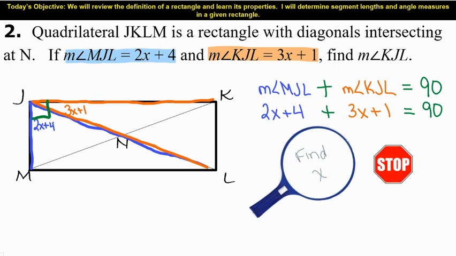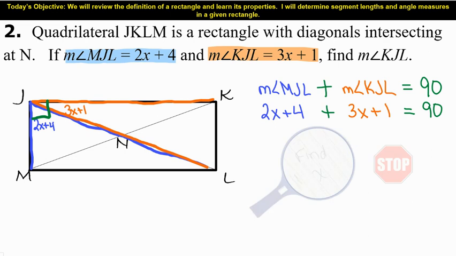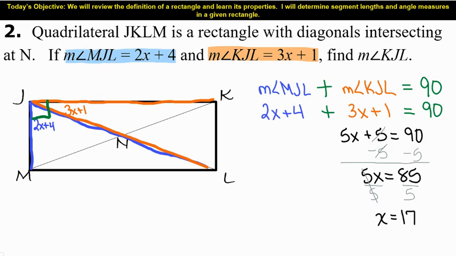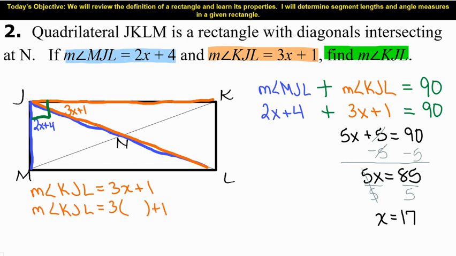What did we get? I see a lot of 17s. Let's see. Yes, x equals 17. You can give yourself a round of applause. X equals 17. But again, just like the last problem, that's not what this one's asking me for, right? This one's asking me to find the measure of angle KJL. So KJL is that orange angle. So I'm going to take KJL, 3x plus 1, and I'm going to substitute in the 17.